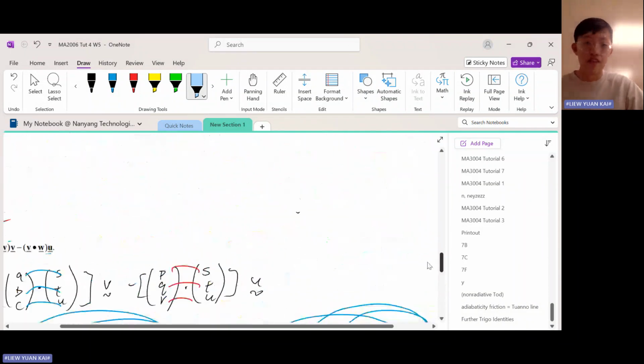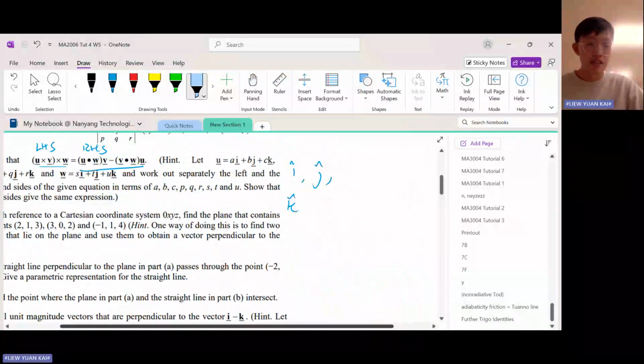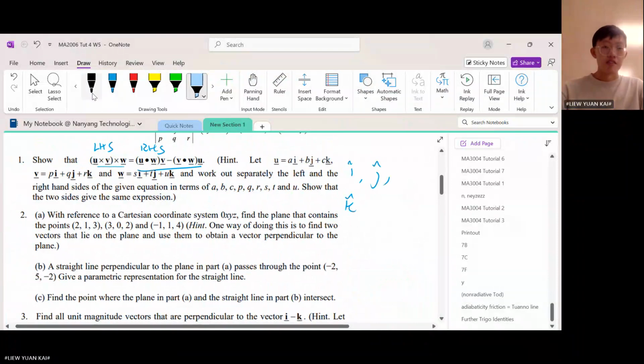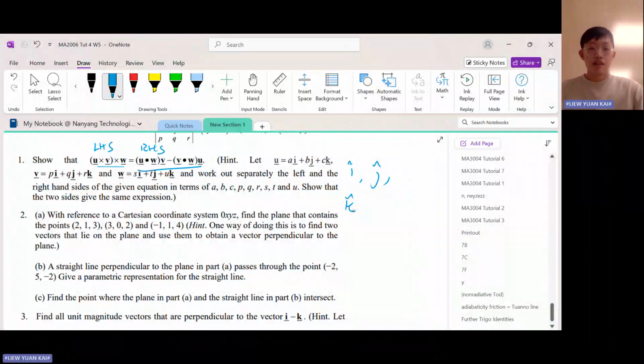Therefore, we have proven the vector identity. Okay, so we can move on to the next question. The next question says, with reference to a coordinate system OXYZ, so in 3D space, find a plane that contains these three set of points.